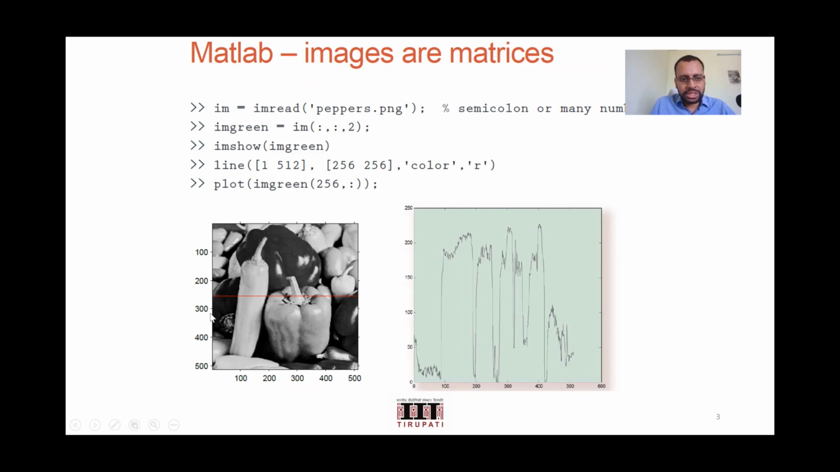If you are taking the profile of this, you would like to take the 256th row. This I am green is a 2D image, and if I am not wrong, it's a 512 by 512 image. So you are taking the 256th row and all column values corresponding to that. The notation you would be using in MATLAB is simply a colon to extract all the values, and it would look something like this.